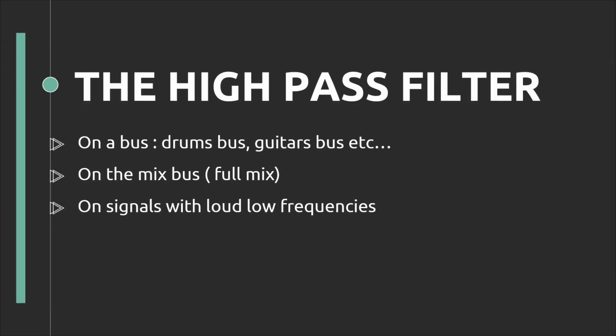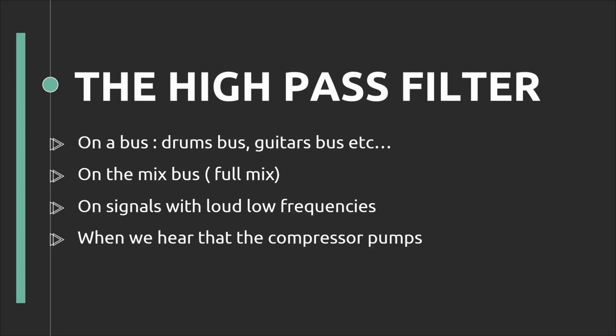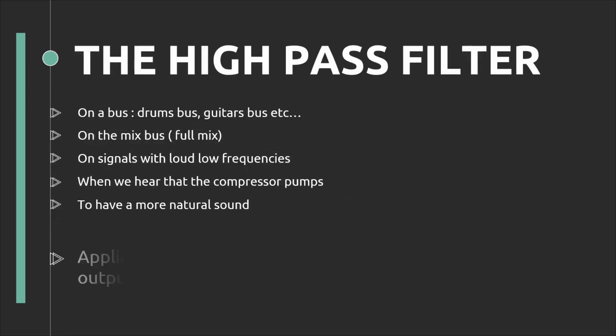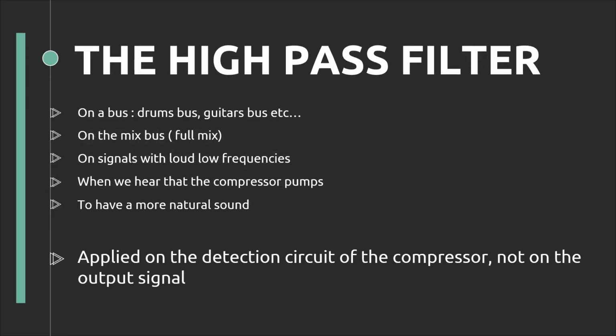The high-pass filter is often used on the bus of instruments, or on the mix bus, or on signals containing loud low frequencies, where we don't want these low frequencies to pump the compressor. So every time we hear that the compressor pumps because of a kick or a bass, we can use a compressor with a high-pass button in order to filter out these frequencies from the detection circuit and have a more natural sound. And don't forget that the high-pass filter is applied on the detection circuit of the compressor, not on the output signal.